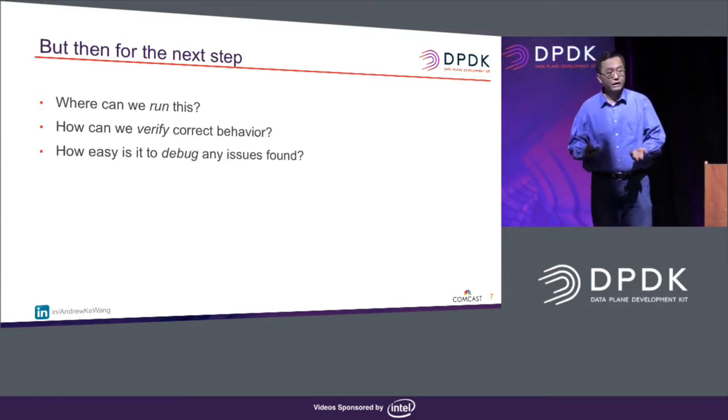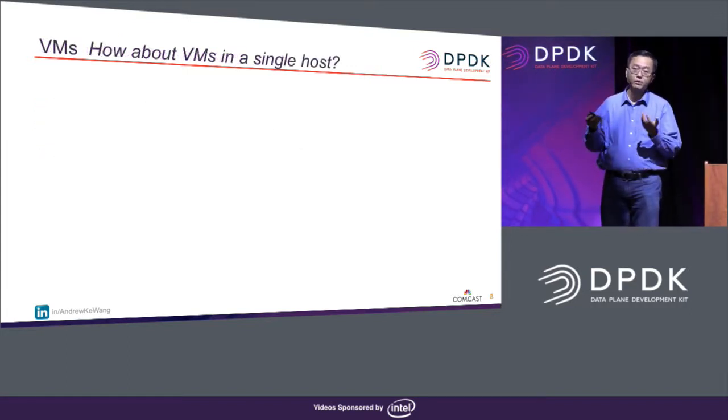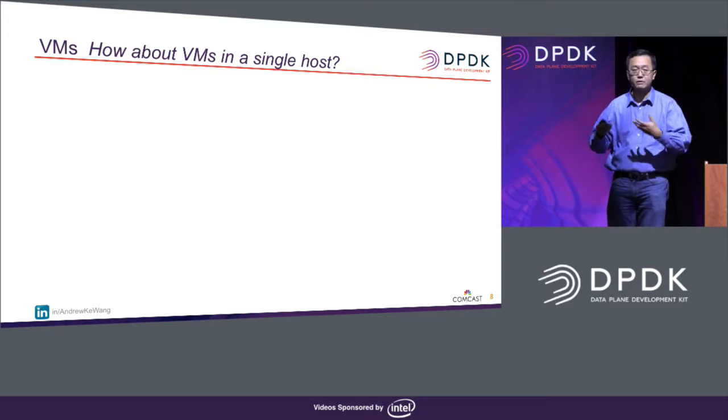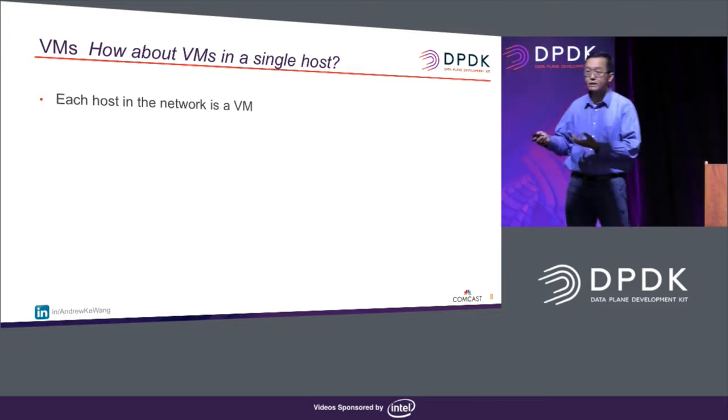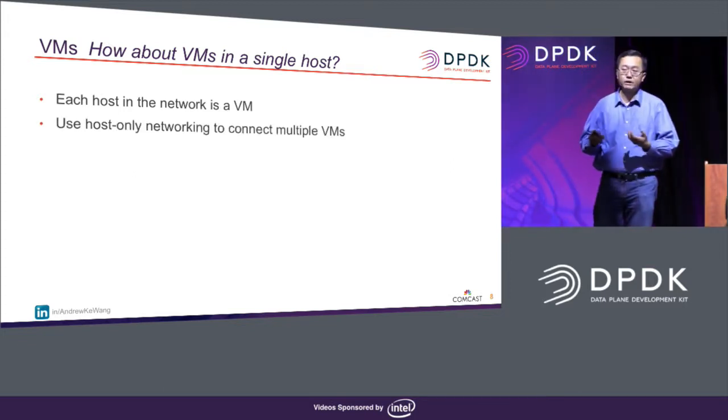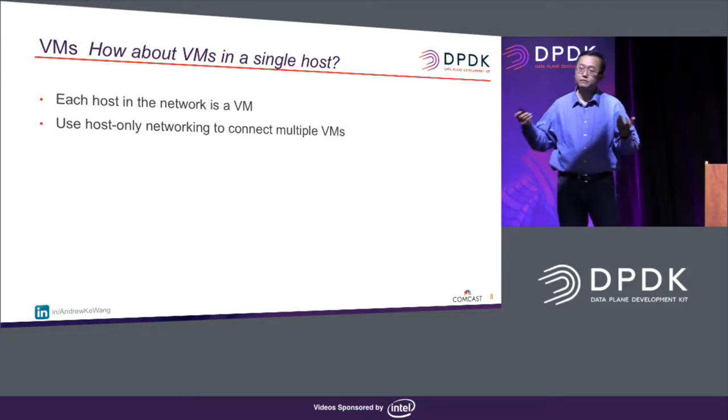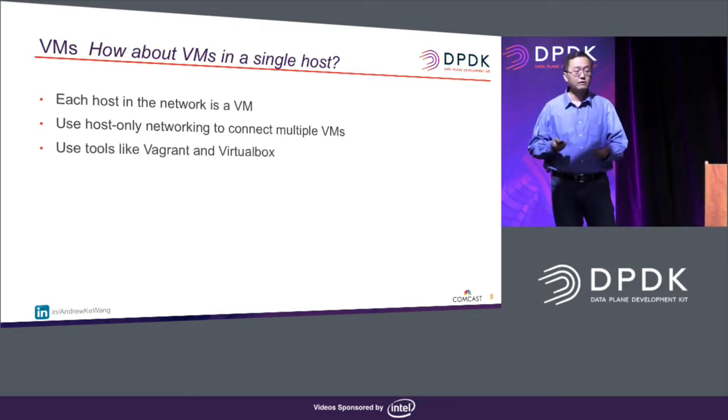Since we were already in a VM, the next step was, how about we just use VMs? We create multiple VMs in a single host. Each host in the network will be a VM that we create on our laptop. And then we can use host-based networking to connect them, and leverage tools like Vagrant or VirtualBox. That seemed a very natural next step, which we did.